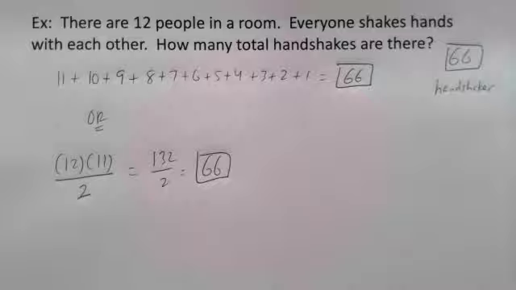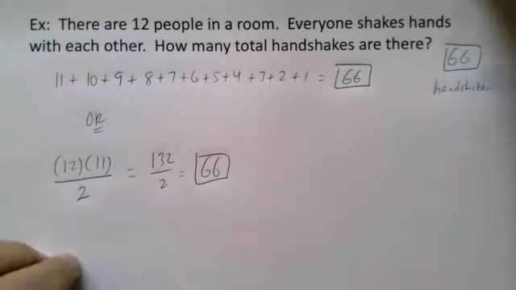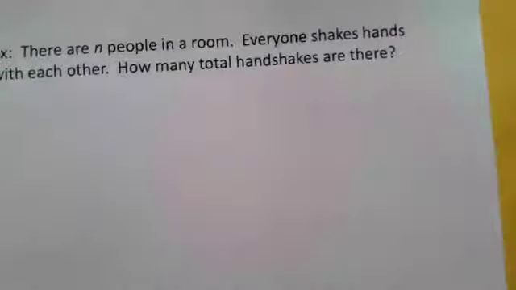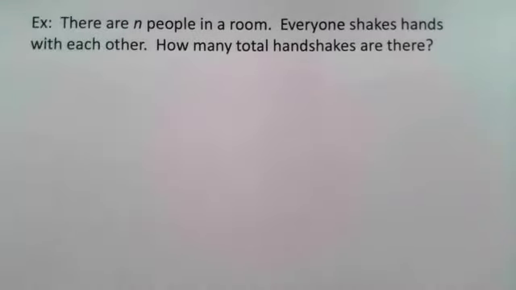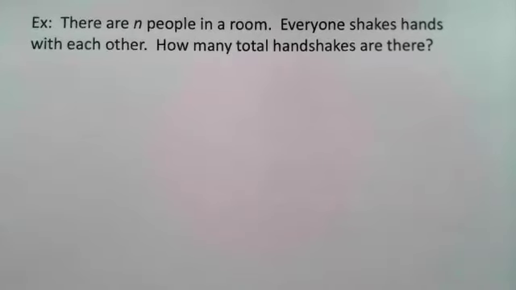So for our very last question that we're about to do, what if I change the number of people in the room to something even more general? What if I change the number of people in the room to n people in a room? Now you walk into a room, you're hanging out, and your buddy says, "Hey, how many people do you think are in this room?" You look around and think, "I think there's about n people in the room." Well, if there were n people in the room and everyone shook hands with each other, how many total handshakes would there be?